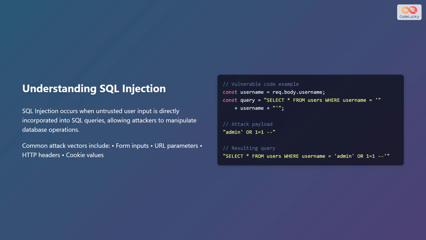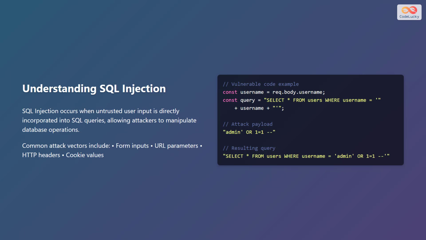Let us first understand the basics of SQL injection. SQL injection occurs when untrusted user input is directly incorporated into SQL queries. This allows attackers to manipulate database operations. Common attack vectors include form inputs, URL parameters, HTTP headers, and cookie values.